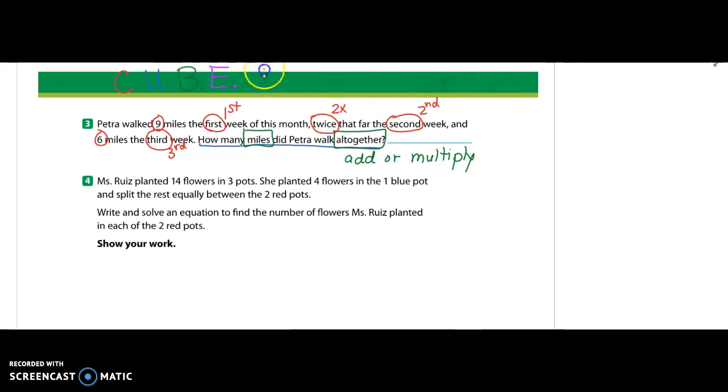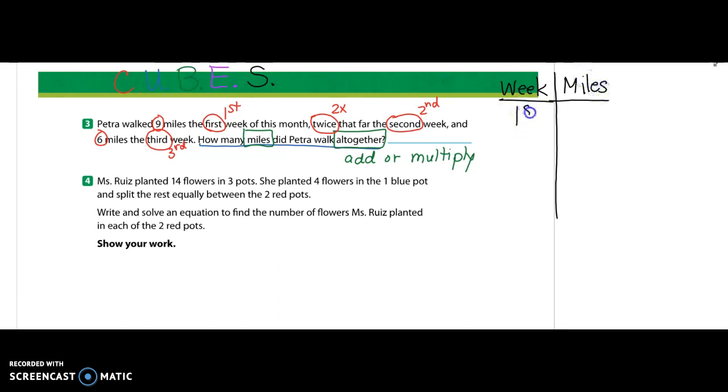Then let's think about our S. S stands for solve the problem, so we're ready to solve. So I think I'm going to make a table over here because I think a table will be a good way to organize my thinking. I know that we're talking about weeks, a first week, a second week, and a third week. And we know we're also talking about the number of miles that Petra walked.